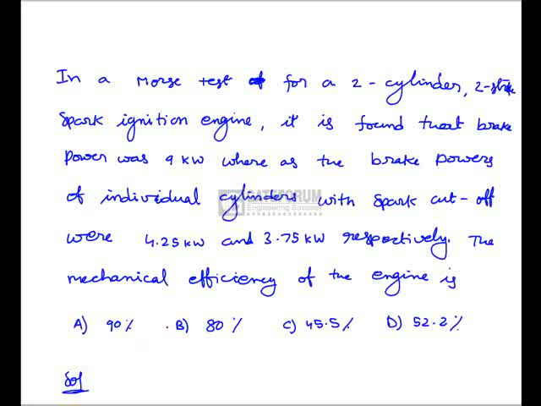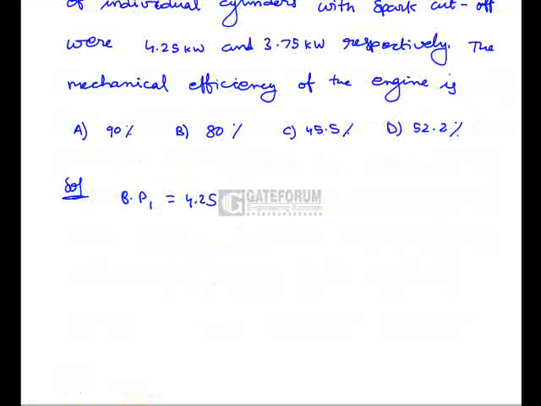So actually in Morse test, first we find the brake powers of individual cylinders while spark cutoff for each cylinder. So here there are only two cylinders. While spark cutoff each cylinder, the brake powers of the engine are given as 4.25 kilowatts and 3.75 kilowatts. But the total brake power of the engine is equal to 9 kilowatts.